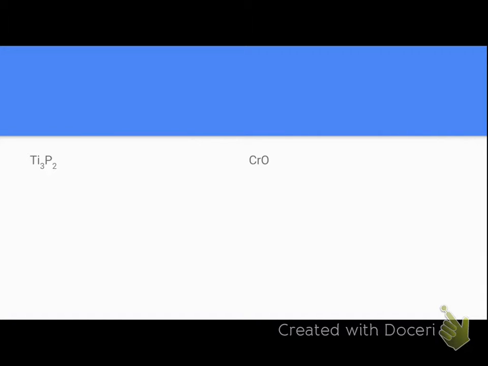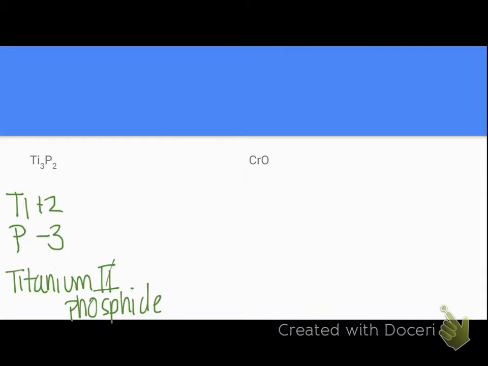All right, so take a look at the first one here. So if I uncross my charges, that 2 is going to go back to the titanium. The 3 goes back to the phosphide, so I'm left with titanium 2 phosphide. Now, just as we've been saying on all of the rest of the naming, if you do not have exactly what I have written here, it is incorrect.